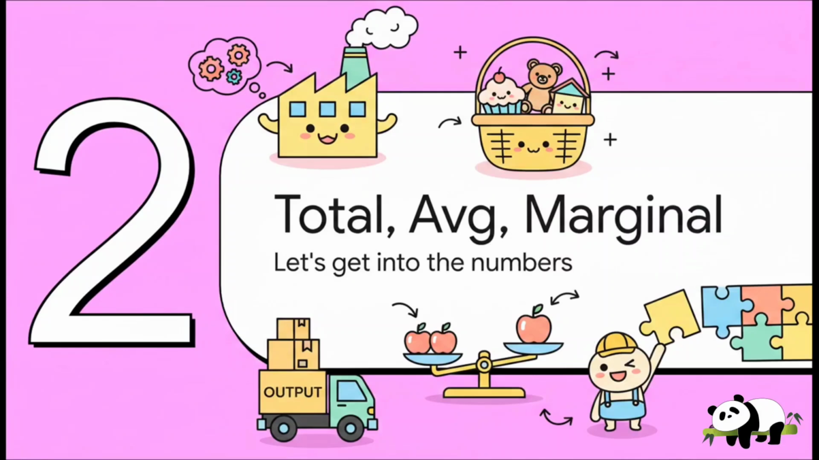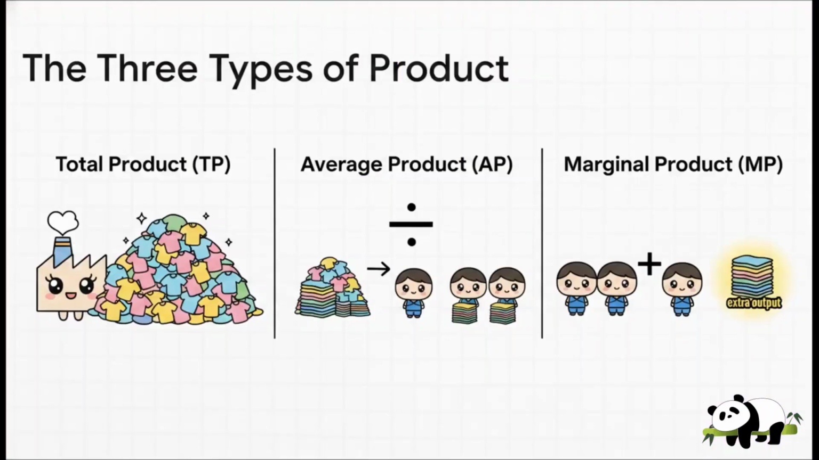Okay, this is where the real fun begins. Let's dig into the numbers and talk about the 3 key ways we measure what a firm is actually producing: total, average, and marginal product. First up, total product, or TP. Super simple. It's the grand total of t-shirts Ravi makes. Easy.